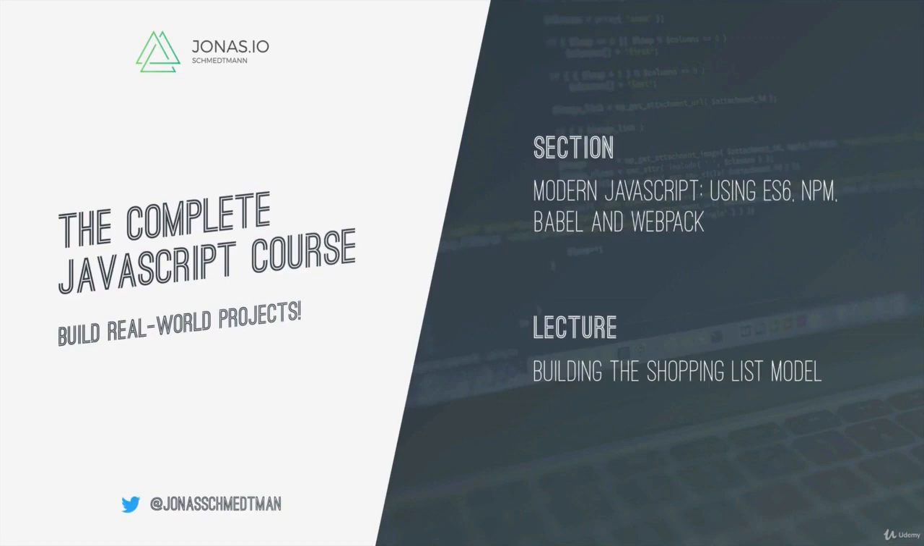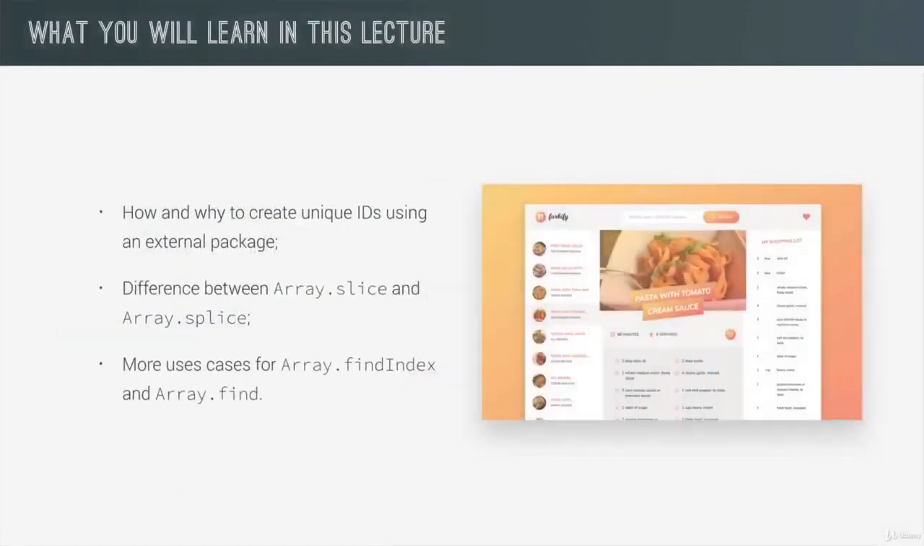Welcome back to the next part of the app, which is the shopping list. And in this video, we will build our data model, where you will learn how and why to create unique IDs using an external third-party package. You will learn or remember the difference between the slice and the splice methods on the array. And also we will see some more use cases for the findIndex and find methods, also for arrays. So let's get to it.